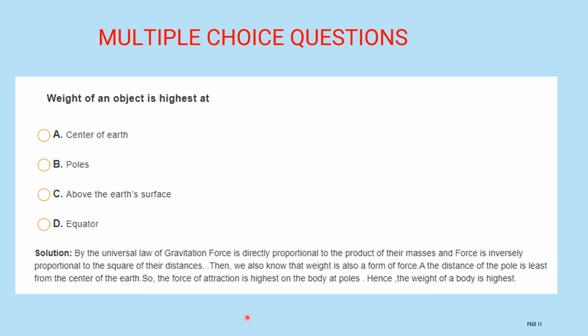The pole is least distant from the center of the Earth, so the force of attraction is highest on a body at the poles, hence the weight of the body is highest. The gravitational force is higher at the poles. If an object experiences more gravitational force, it will exert more weight. Therefore, the correct option for this question is poles; the weight of the body is highest at the poles.